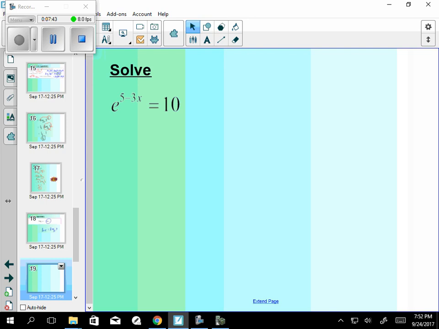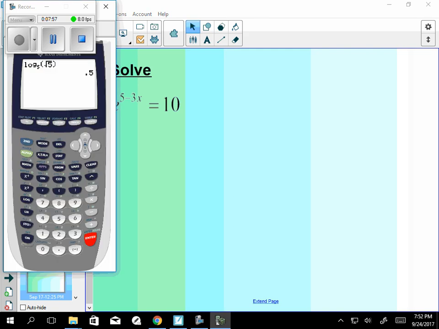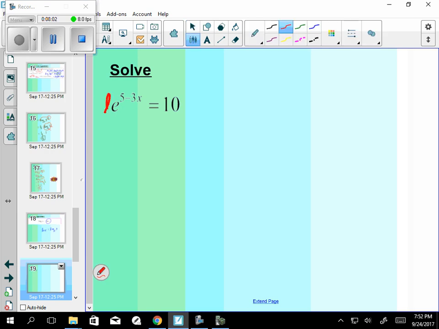Like this problem. What is e to the 5 minus 3x power equals 10? Okay, we want to evaluate this. Well, how do you undo e? Natural log. That's why even when you look on your calculator, they're the same button next to each other there. We want to undo this by taking the natural log of both sides.